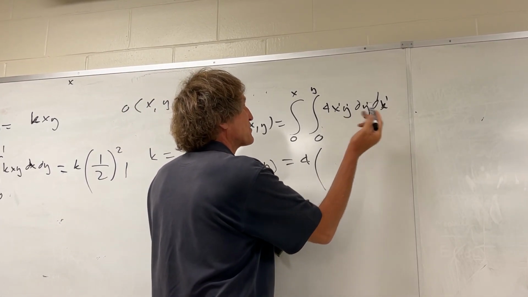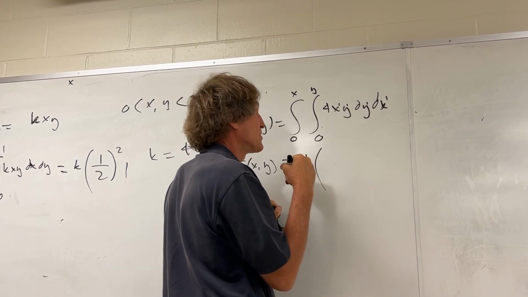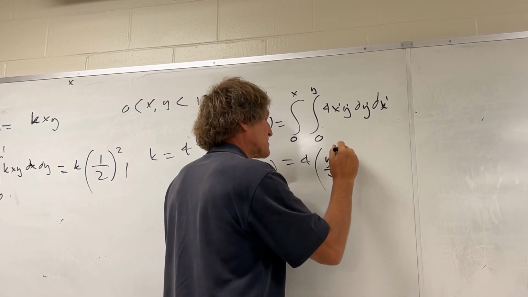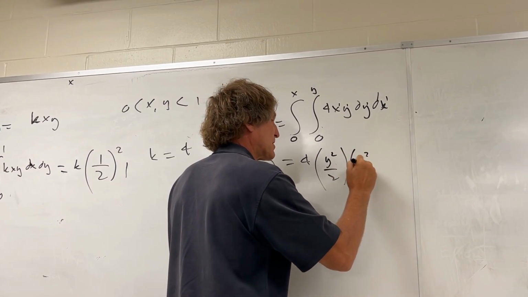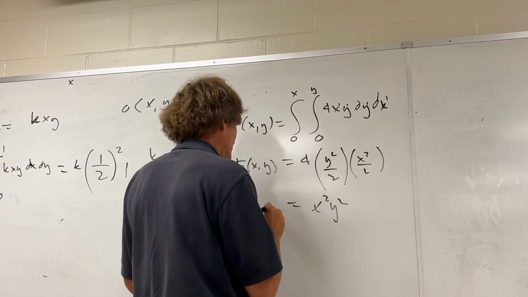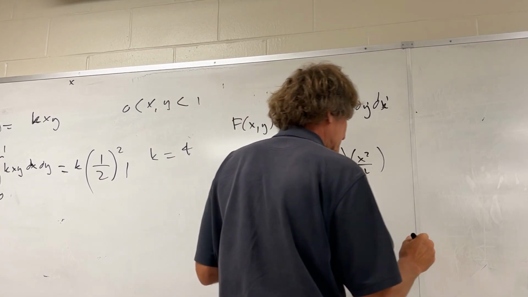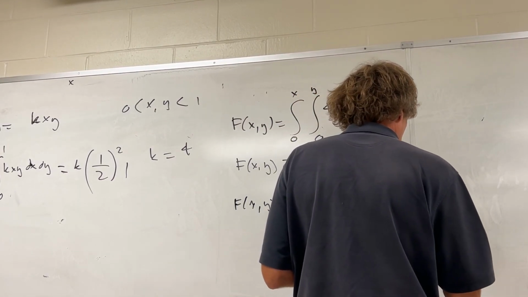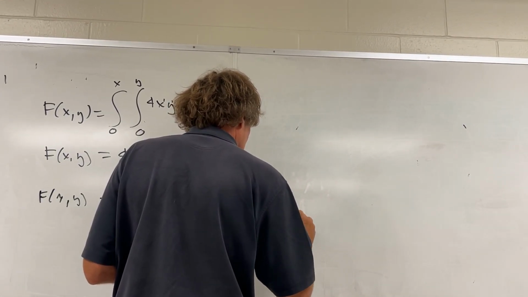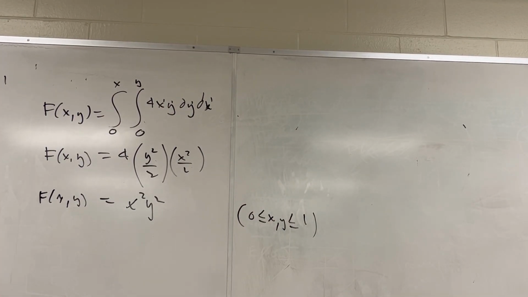So you get y prime dy prime. You get y prime squared over 2 from 0 to y, which is just y squared over 2. And for x, it's x squared over 2. So here it's just x squared y squared that is capital F of x, y. And this is true for 0 less than or equal to x, y less than or equal to 1, and it's 0 everywhere else. That should be the answer, I hope.